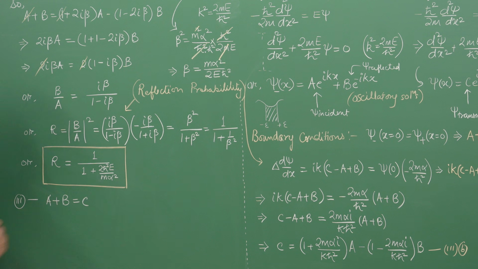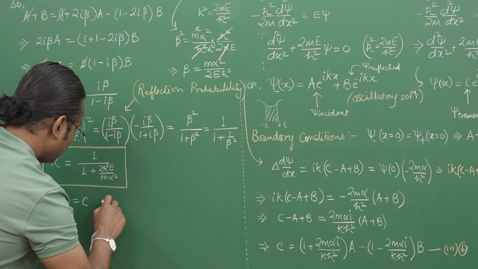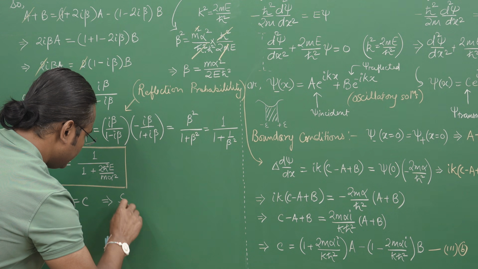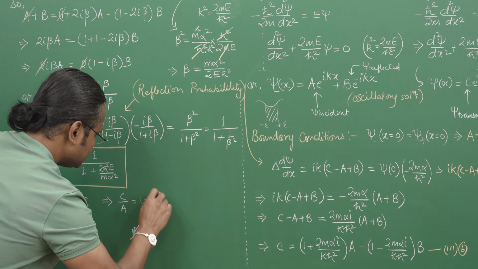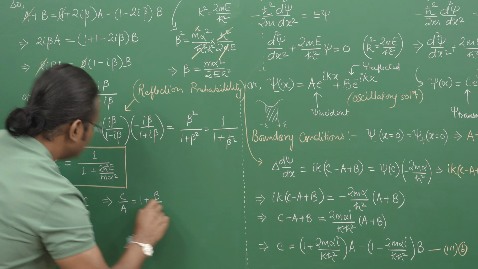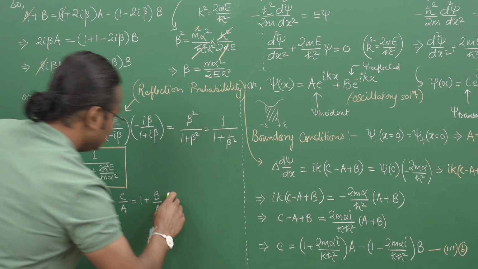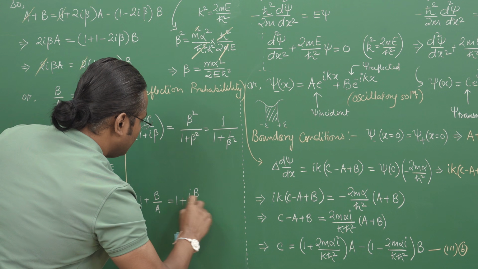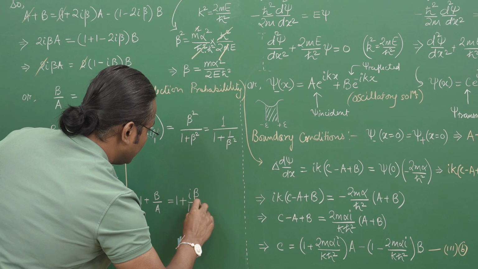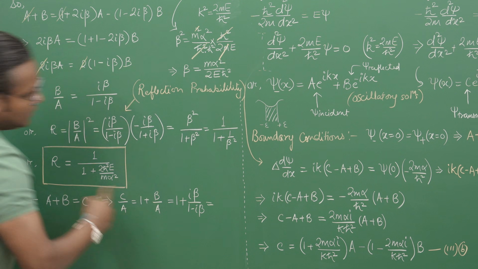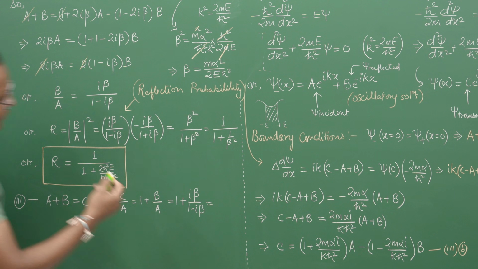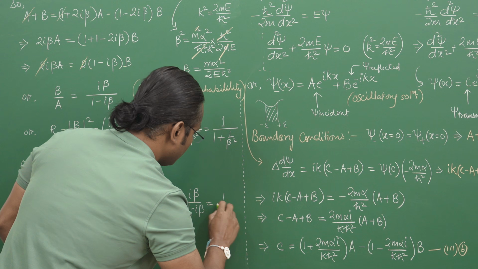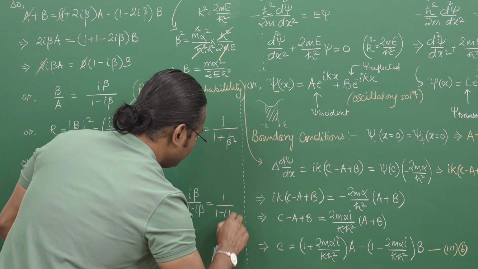a plus b is equal to c. So for transmission coefficient I need c upon a. So this becomes c upon a is equal to 1 plus b upon a. But what is b upon a? B upon a is equal to this. So this is 1 plus iota beta upon 1 minus iota beta. So this becomes 1 minus iota beta plus iota beta. So this becomes 1 upon 1 minus iota beta.